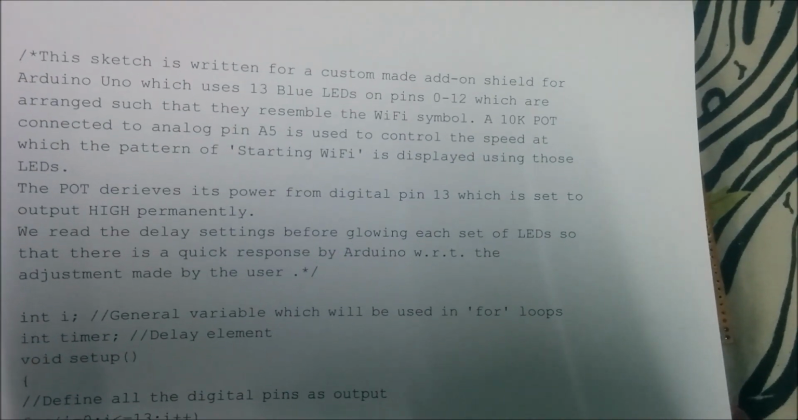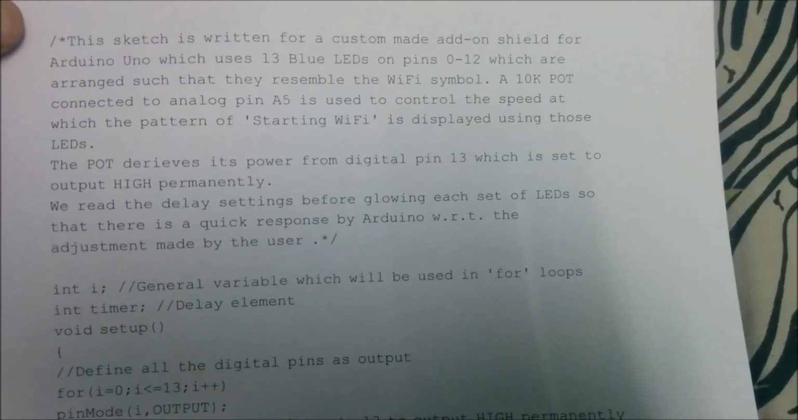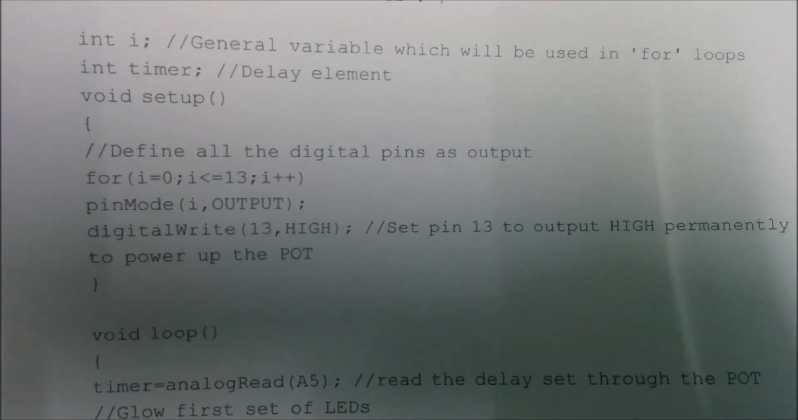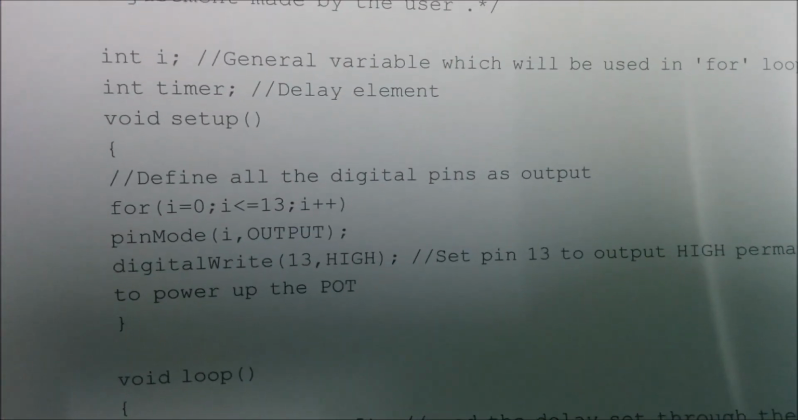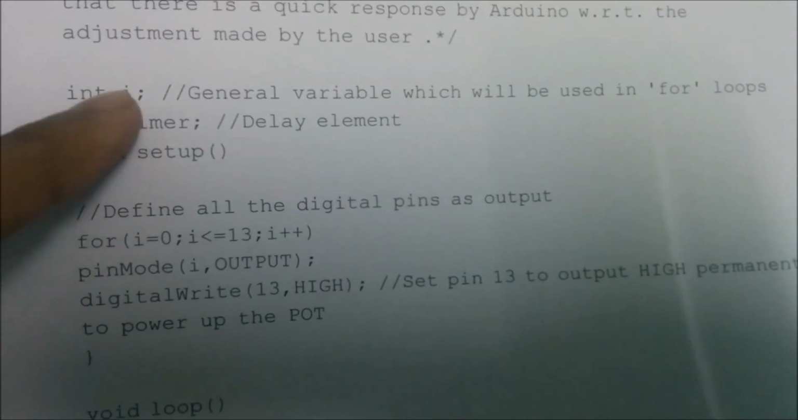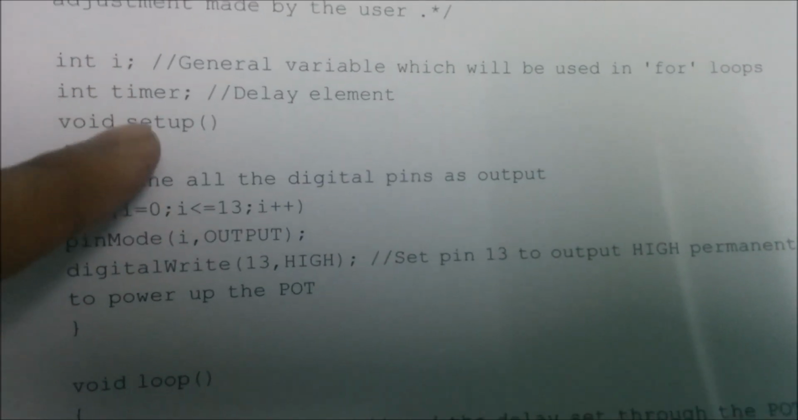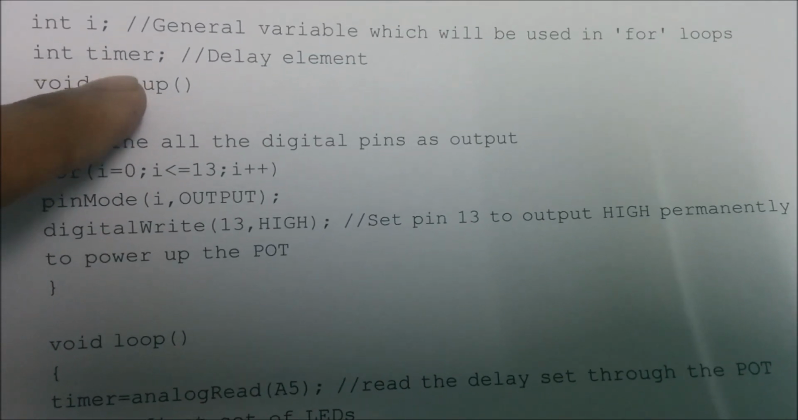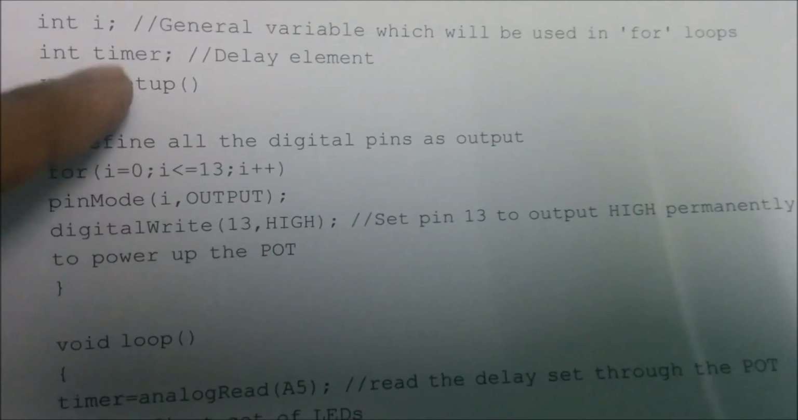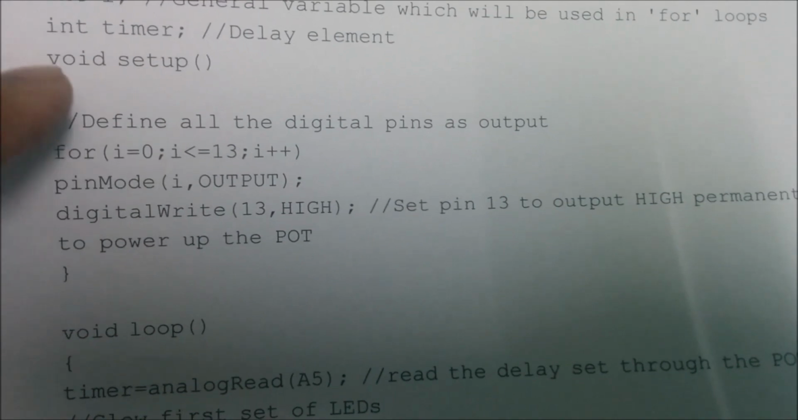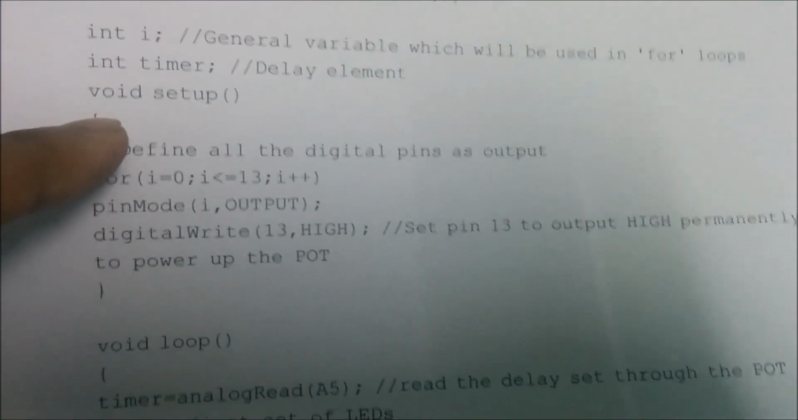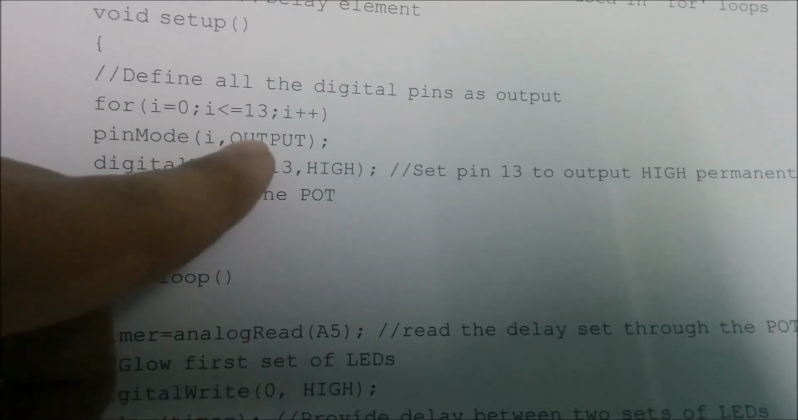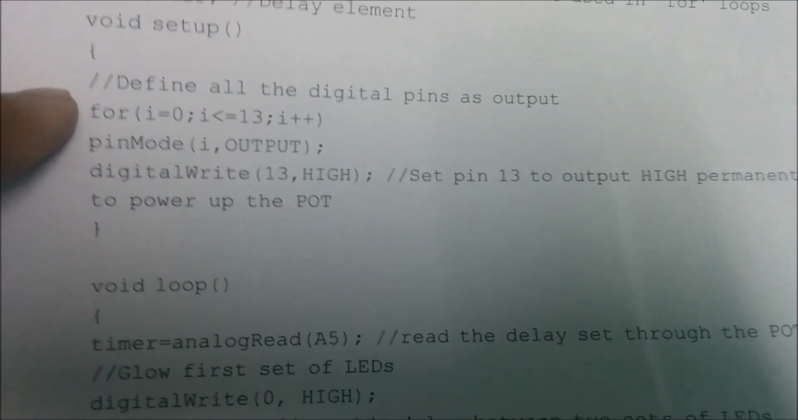As I have already explained what this project is all about, I would be skipping this part. We would directly go to the initialization of the global variables. First, I am defining a variable i which I would be using in the for loops. Then we would require a variable timer which would be controlling the delay between the glowing of the LED sets. That's it. Then setup. In setup, first we would be defining all the digital pins from 0 to 13 as output. For this, I have used the for loop.